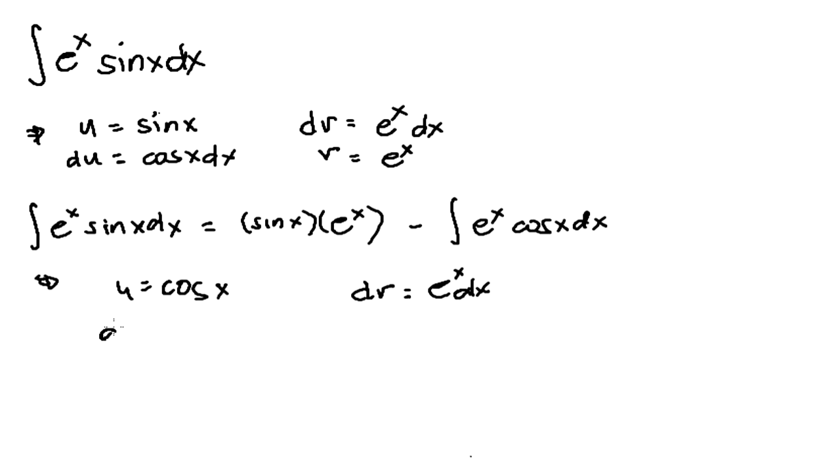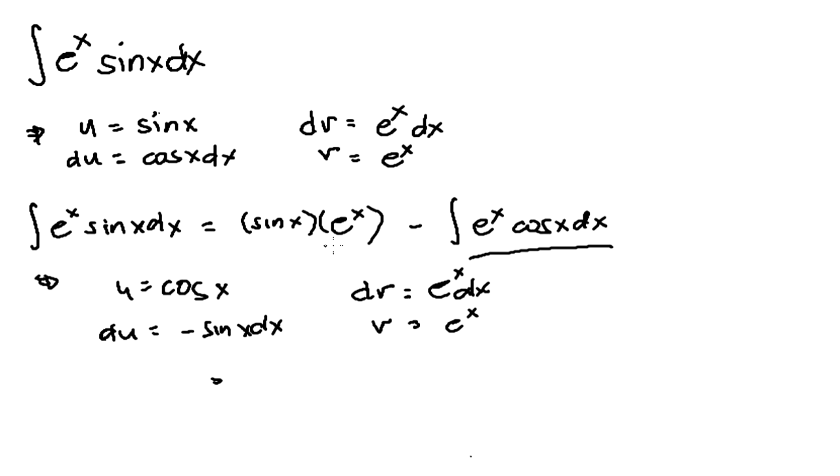So our du here is the derivative of cosine x, which is negative sine x dx. And the integral of dv is the same, so we have v equal to e to the x. And then we perform again the integration by parts in this integral.